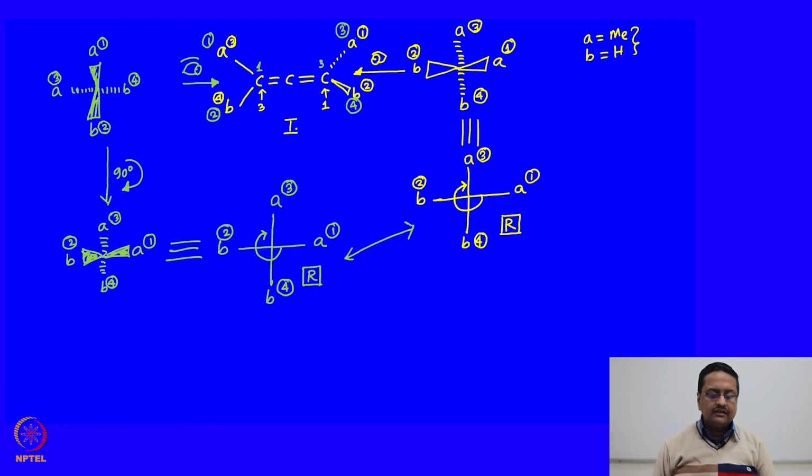So, let us take the mirror image of this compound in the next slide and try to write down the corresponding R and S notations for that mirror image. The mirror image compound is this one.